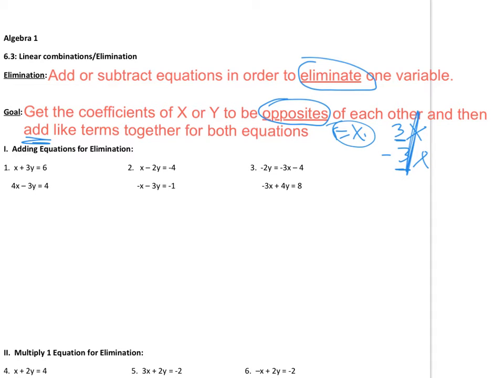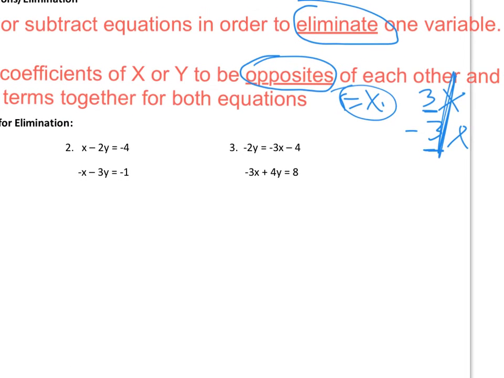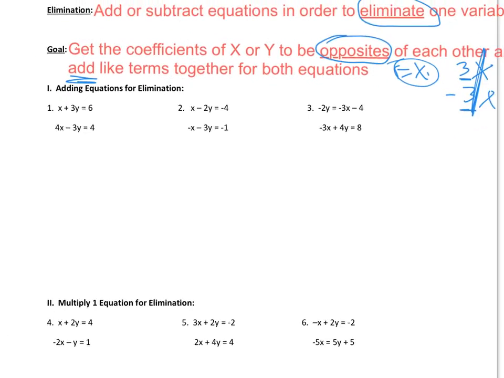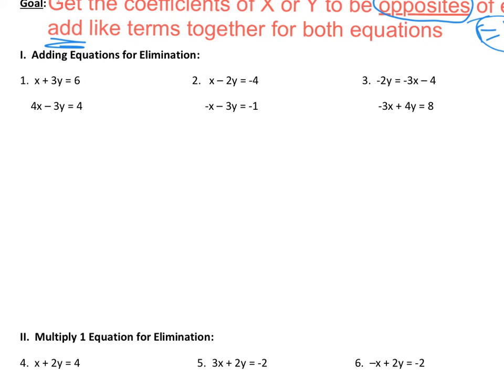Okay, so when we look at these first three, the main thing we have to do first is have all the x's and the y's lined up. And that's actually the case when I zoom in. If you look at 1 and 2, they're all lined up. So you can see the x's are lined up, the y's are lined up, the equal signs are lined up, and the constants are lined up. Same thing for number 2. Number 3, they're not lined up, so we're going to have to rearrange that a little bit.